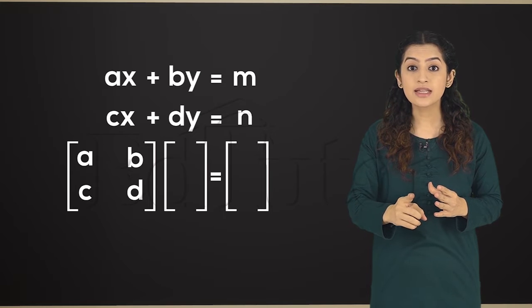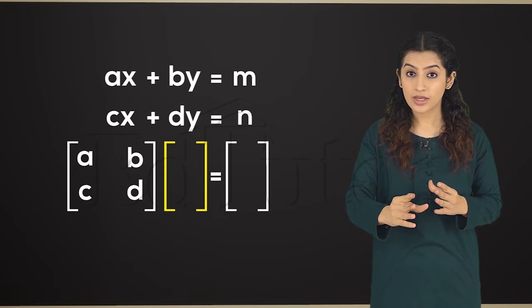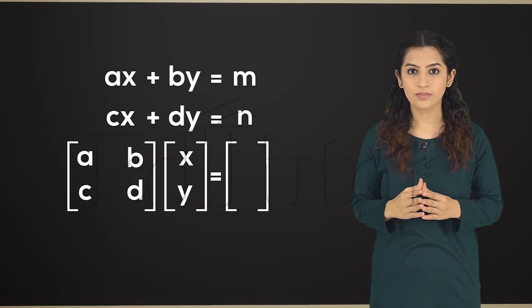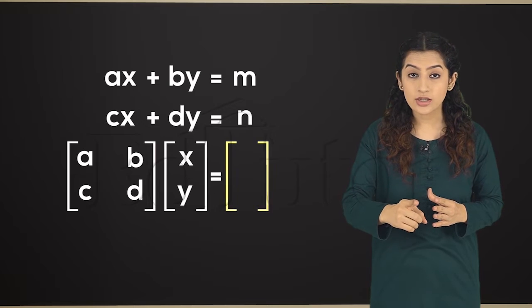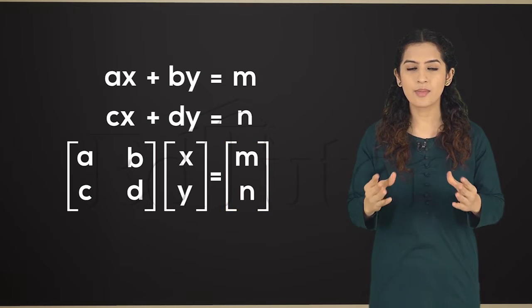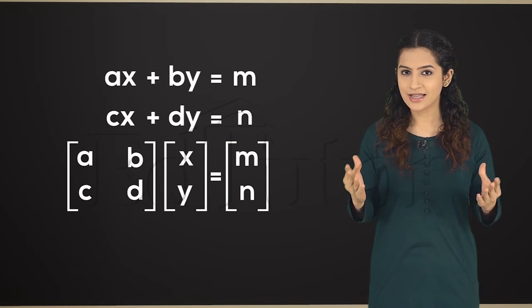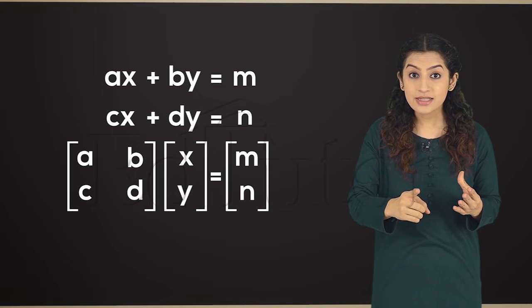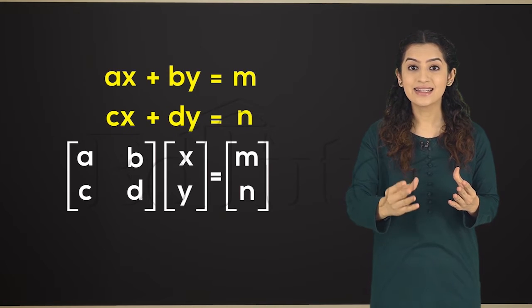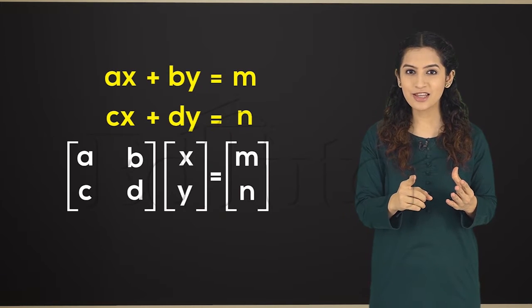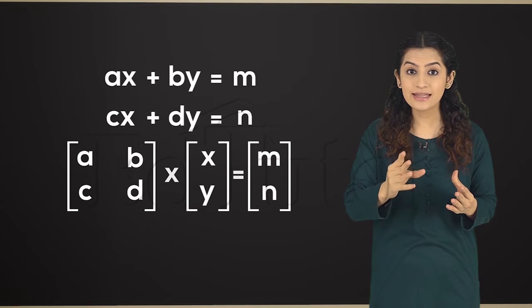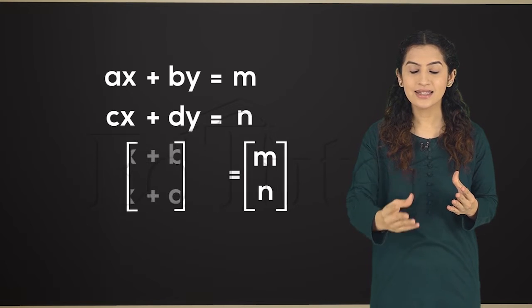In the variable matrix, the one in the middle, we have x and y. Finally, in the constant matrix, we put m and n. Guess what? These matrices exactly represent these equations. Don't believe me? Try multiplying these two and you will get the equations again.